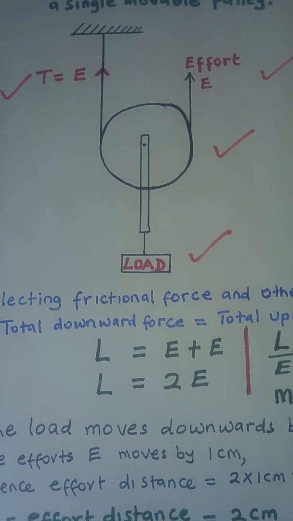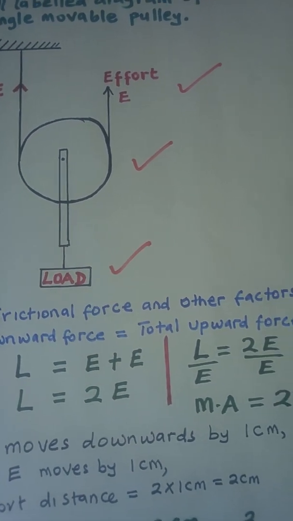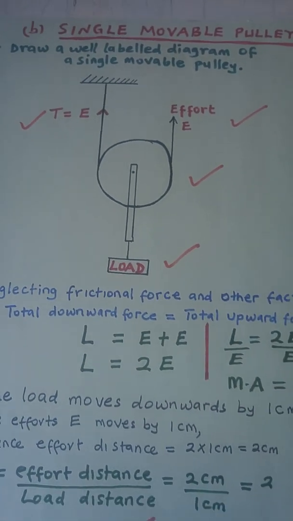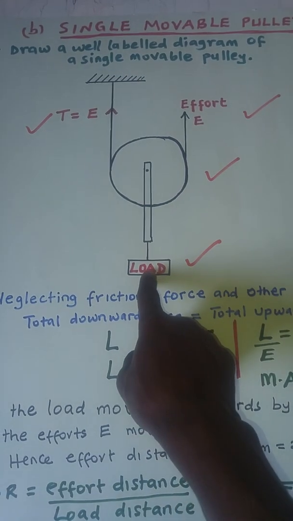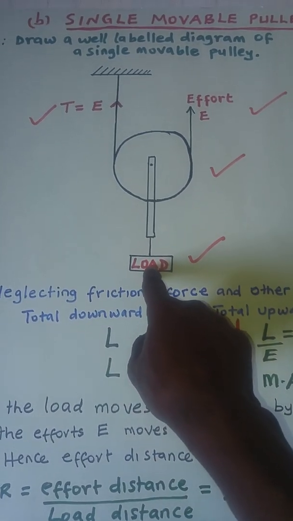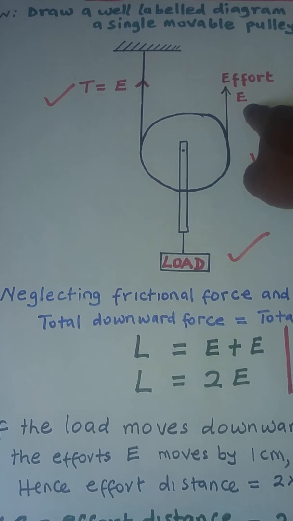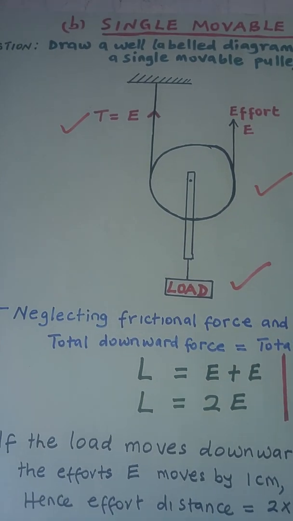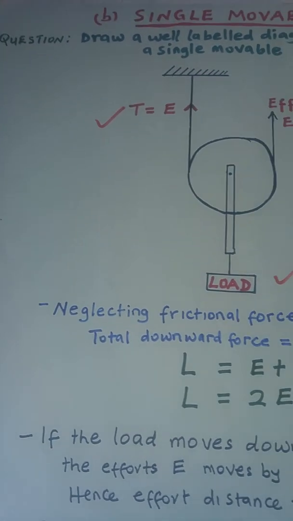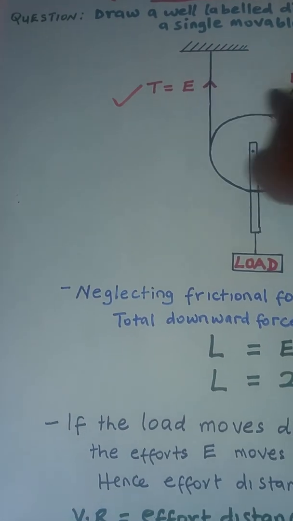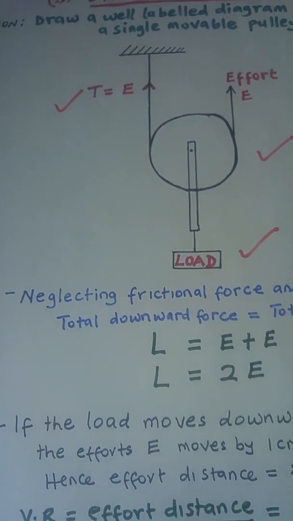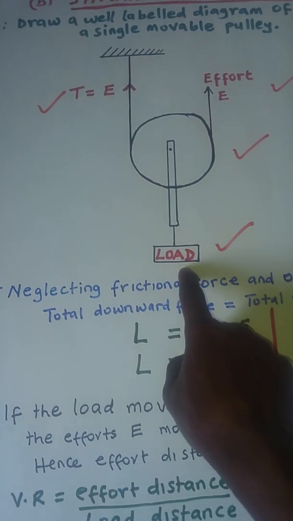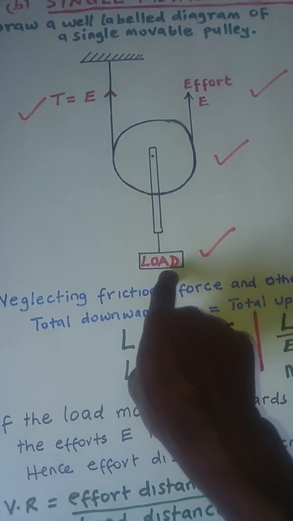The total downward force will be equal to the total upward force. What are the downward forces? The only downward force here is the load. What about the upward forces? There are two. There is E, there is E. You see this arrow? It is talking about the forces. Now this E is the same as T, tension. So the total upward force will be E plus E, which is 2E, while the total downward force will only be L, which is the load.